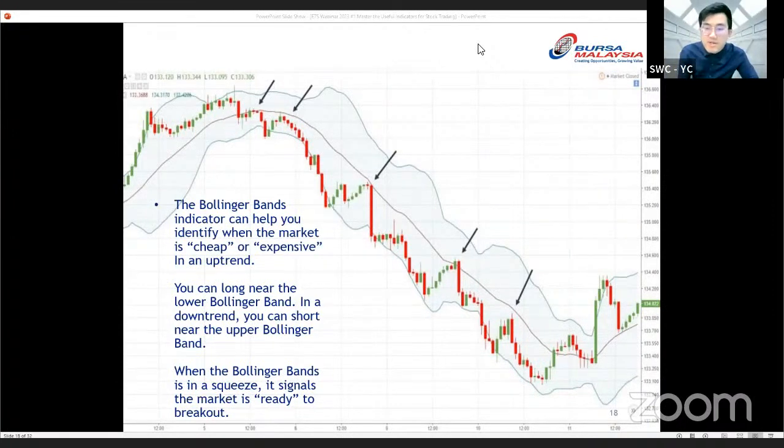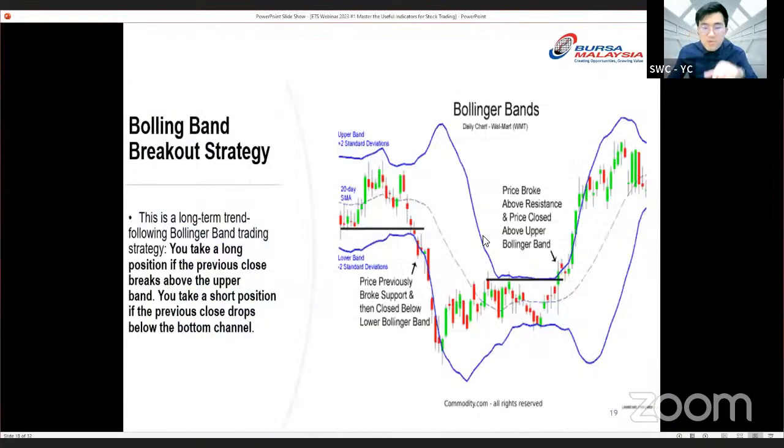You have to understand the theory first. Then only we look into the real life strategy. My style is that I need to let all the audience know the knowledge behind it first, then only we look into the real life sharing, so that it is easier to understand. So this one is what we call the Bollinger Band breakout strategy. Basically, this is the thing that we shared just now.